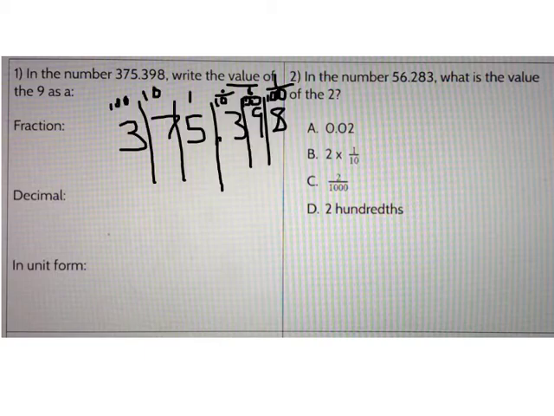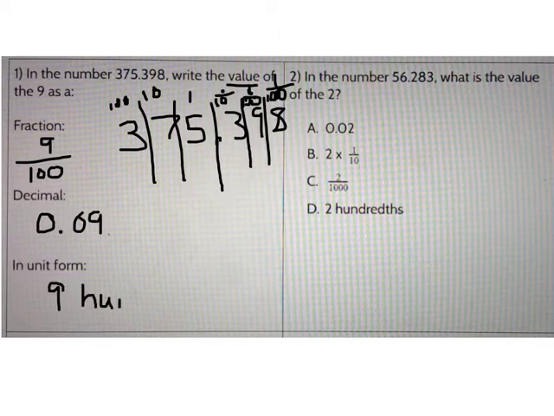The 9 is in the hundredths place. So how would we write 9 hundredths as a fraction? We can write 9 hundredths as 9 over 100. How would we write 9 hundredths as a decimal? We would write 9 hundredths as a 9 in the hundredths place. And how would we write 9 hundredths in unit form? Well, we can write it exactly like we say it, 9 hundredths.